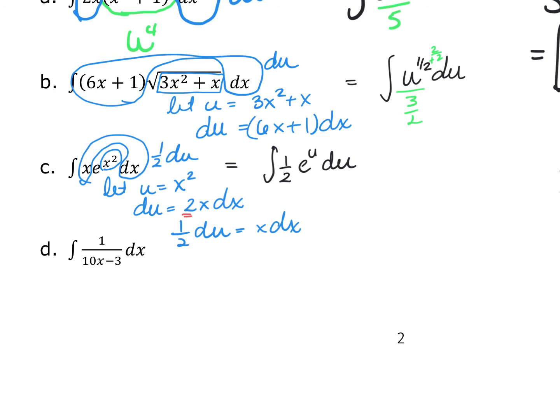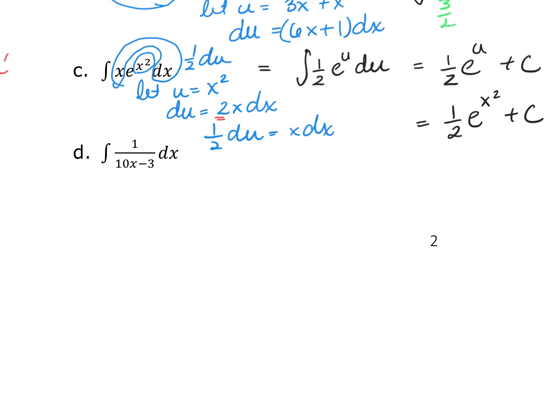Now we know that the derivative of e to the u is e to the u times u prime. Well, u prime in this case happens to be 1. And so this just becomes 1/2 e to the u plus c. Go back and do our back substitution. So we have 1/2 e to the x squared plus c as my final answer.